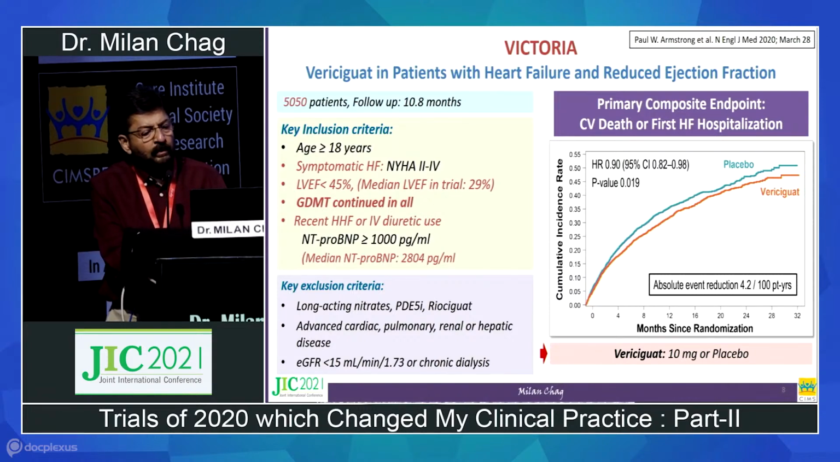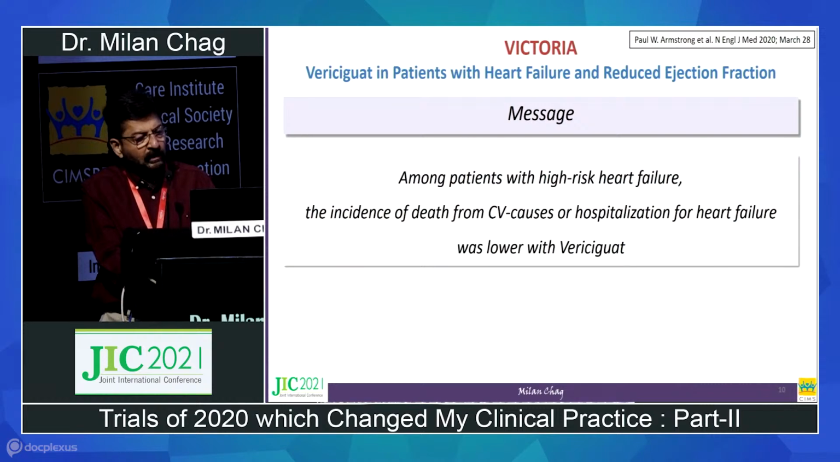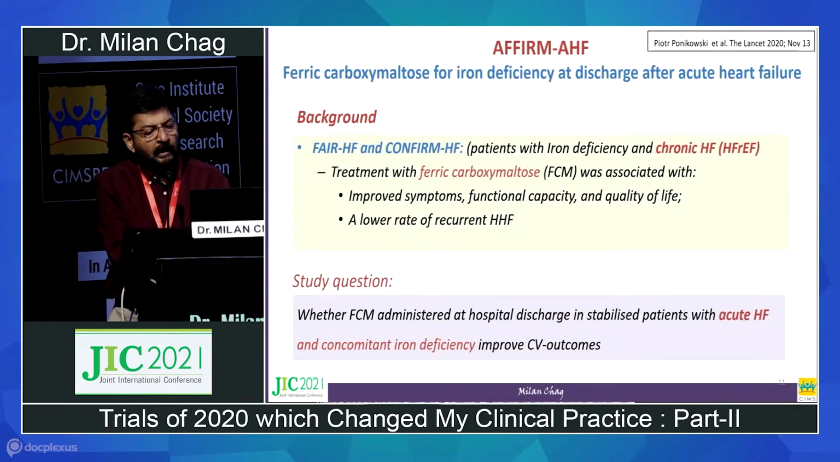What was the primary endpoint? Composite of death and first heart failure hospitalization was significantly reduced. Almost 10% reduction was there. Death was no different, but first heart failure hospitalization was significantly reduced with this molecule. So now we have got a sixth molecule in the heart failure regimen. So the message from this trial was that among patients at high risk for heart failure, incidence of death and hospitalization for heart failure was lower with use of vericiguat. What about iron?